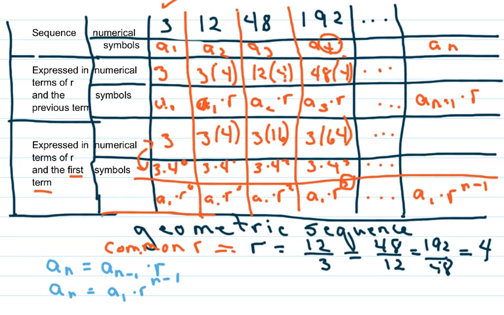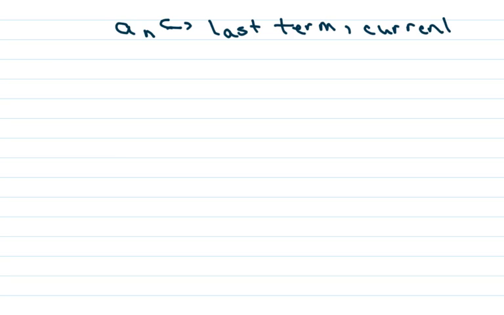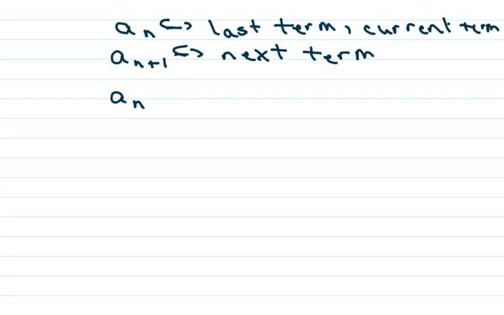Okay? And before we end with this, I want to talk about just the language of sequences. We've already seen a little bit of it. If you see something like A sub n, that either means your last term or your current term. A sub n plus 1 is your next term. A sub n minus 1 means the previous term.